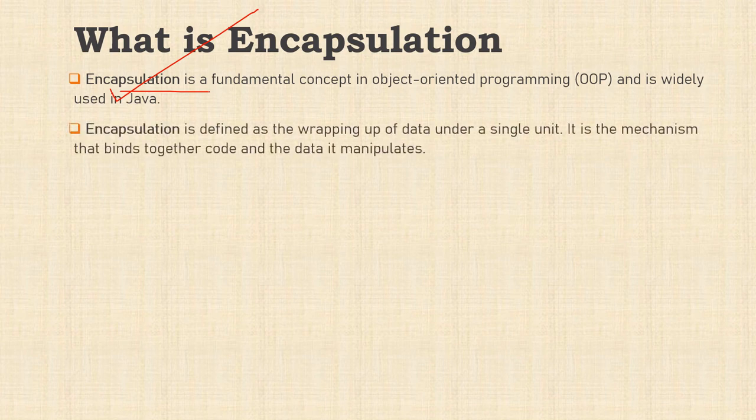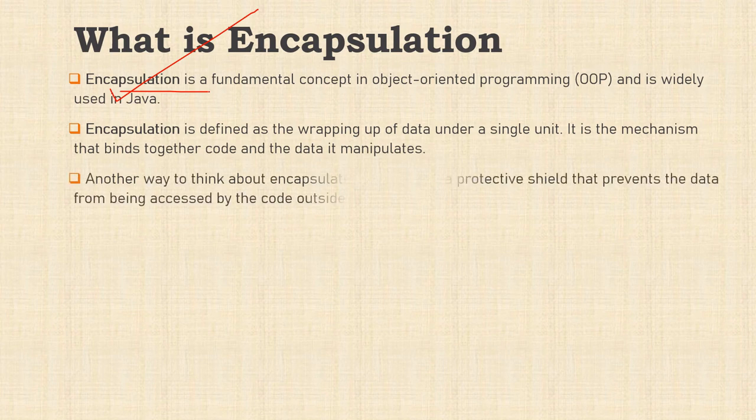Encapsulation is defined as the wrapping up of data under a single unit. So we wrap up data inside a single unit. It is a mechanism that binds together code and the data it manipulates. Another way to think about encapsulation is that it is a protective shield that prevents the data from being accessed by the code outside the shield. So actually, we make the shield for your data members and variables.